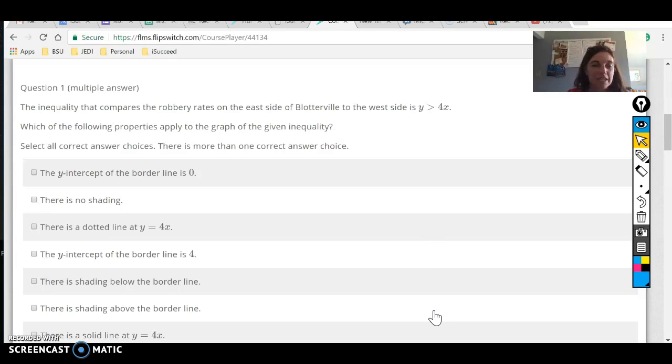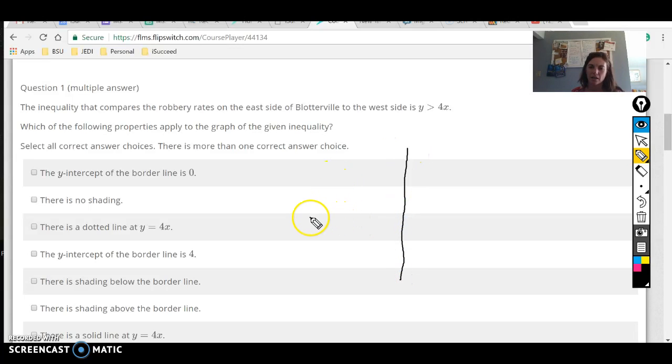The first one is the inequality that compares the robbery rates on the east side of Blotterville to the west side: y is greater than 4x. Which of the following properties apply to the graph of the given inequality? So let's go ahead and just graph this inequality so that we can easily answer these questions, okay?